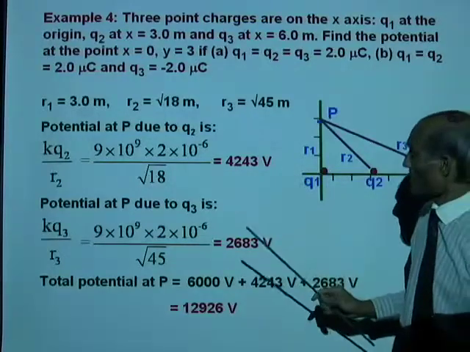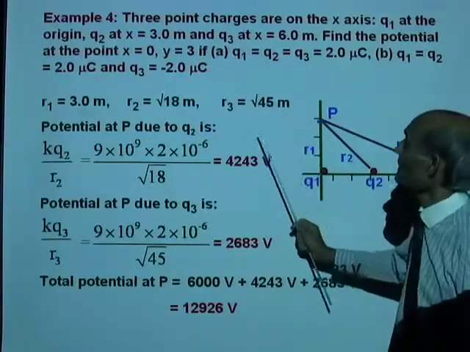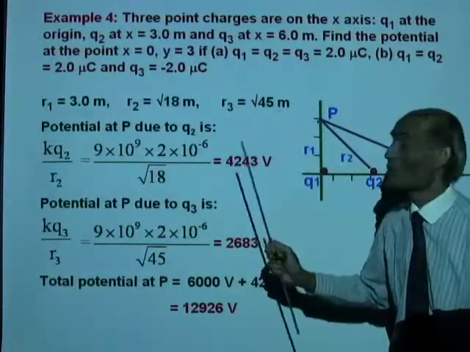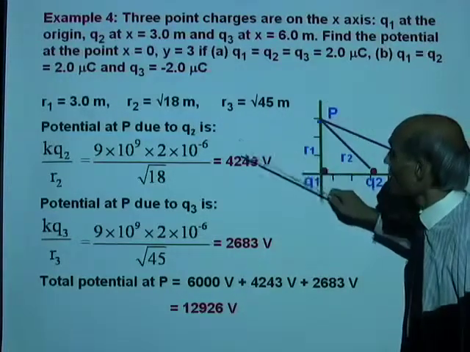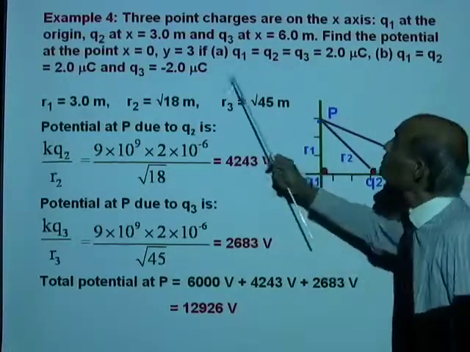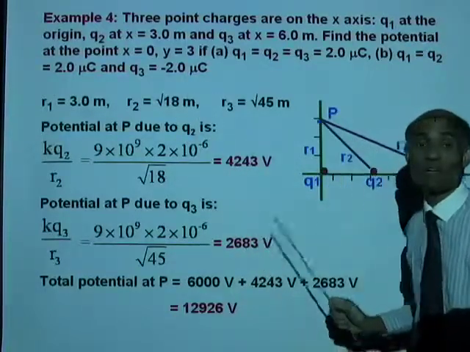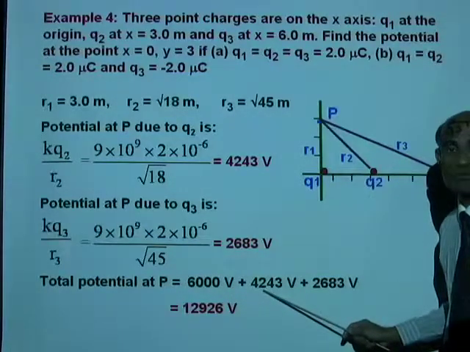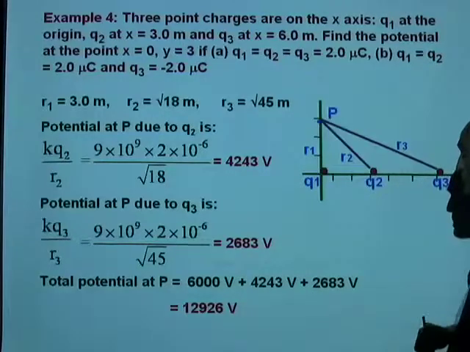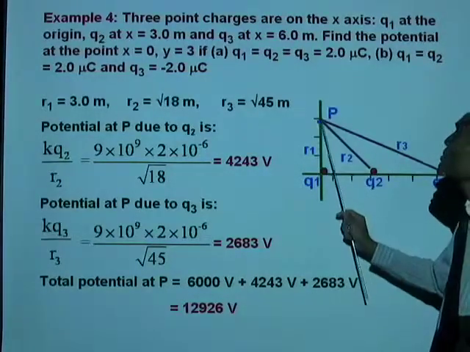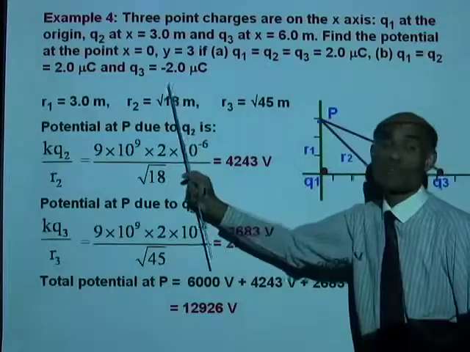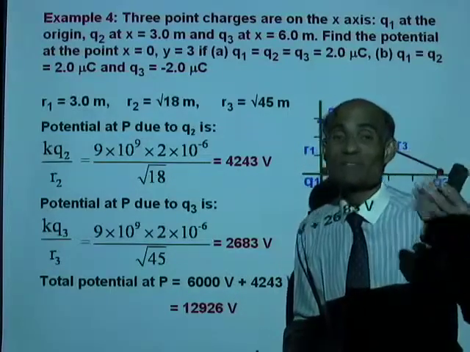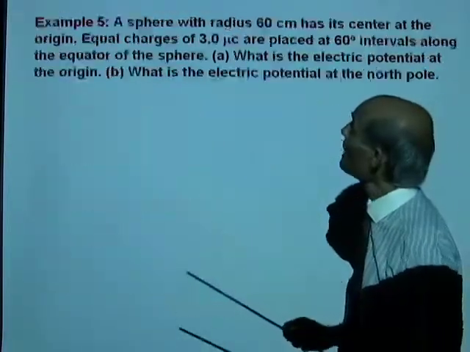So, what is the total potential? The potential due to Q1 and Q2 will be positive. So, you will add V1 plus V2, and the potential due to Q3 will be negative. So, the result there will be 6,000 plus 4,243 minus 2,683 will be the potential at P due to these three charges. When the charge is negative, the potential it produces will be negative. Alright, let's now go and do the other one.